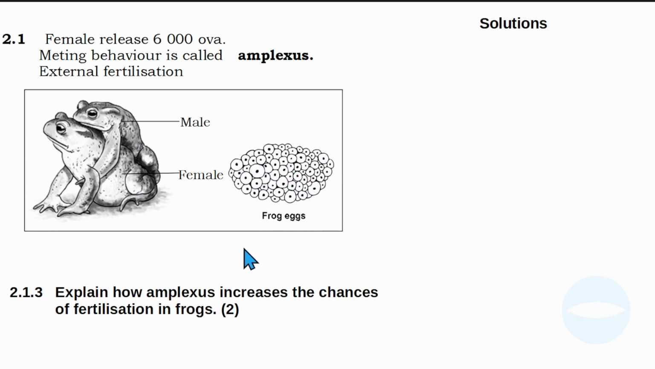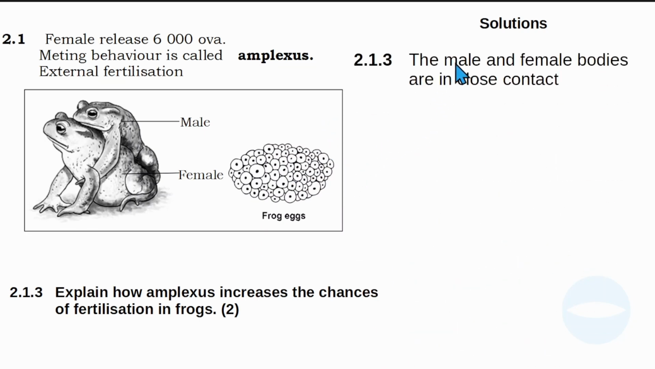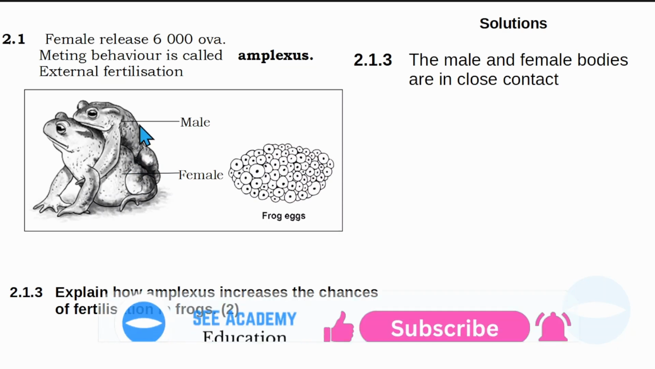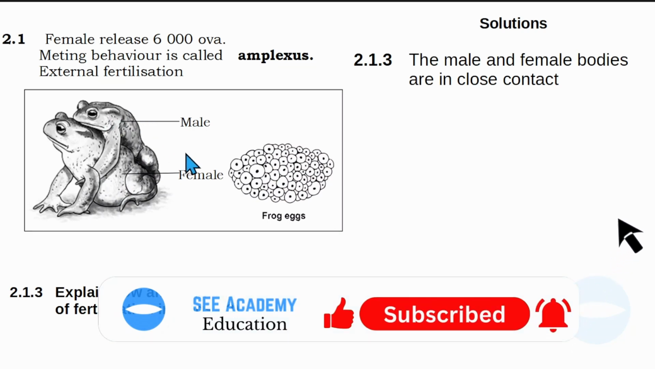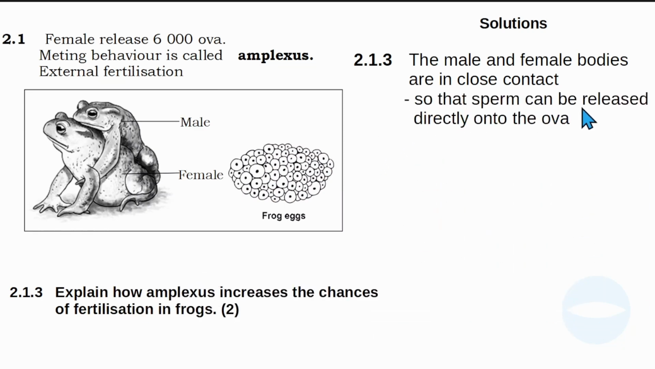To answer this question, 2.1.3, we can say the male and the female bodies are in close contact. If you see here, the male and the female are in close contact. So when the female releases the eggs, the male releases the sperm cells on top of the eggs, so that the sperm can be released directly onto the ovum. Here you gave a reason why amplexus increases the chances of fertilization: it's because they are in close contact.